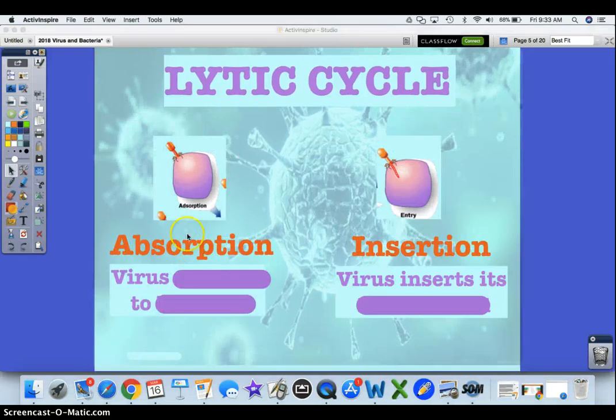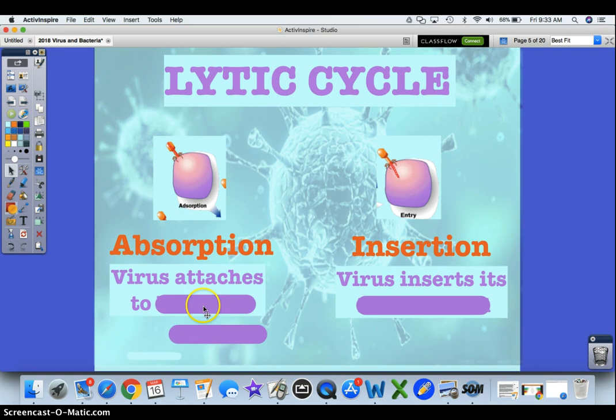Details of the lytic cycle. The first thing, again, the virus has to find the host cell. And then it literally absorbs itself into the host cell. So it attaches. You could say absorption, attachment. All those words mean the same thing. Basically what the virus does is attach. So the first word is attaches to the host cell.